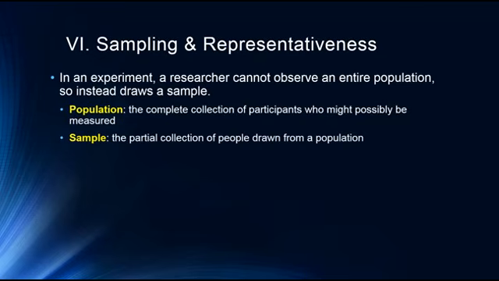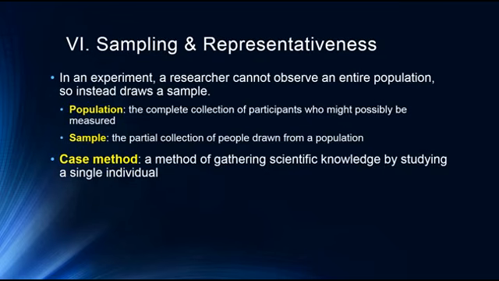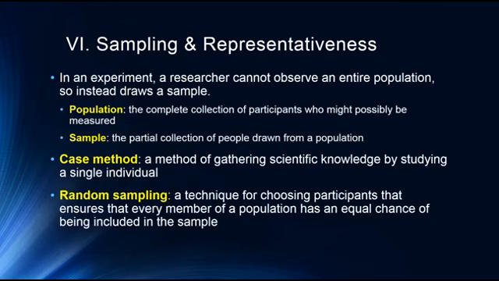And so we can't access every person in the United States, we can't access every registered voter in the United States, every likely voter in the United States, so we sample those people in a poll. And experiments are the same way. And we, in general, try to do random sampling rather than things like a case method. Case methods are one way of doing things, but we're more interested in doing things like random sampling. And this is a technique for choosing participants that ensures that every member of the population has an equal chance of being included in the sample. And this almost never happens. This is kind of pipe dream sampling.